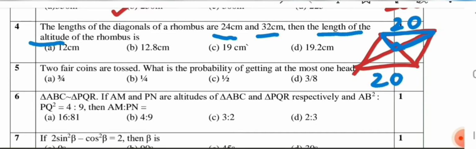Now this is the rhombus, so we can have its height like this. Here it can be its height. Height is always drawn on the base. Now we want to find the length of this height.